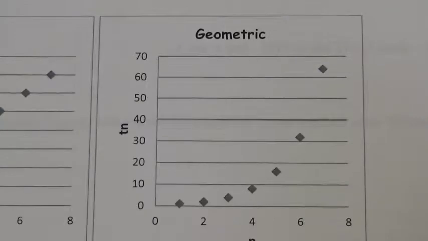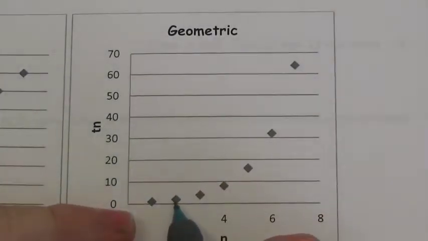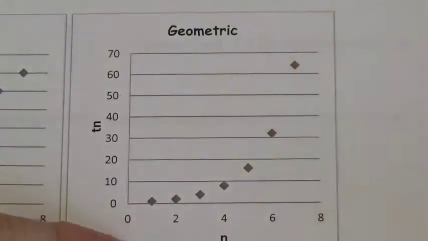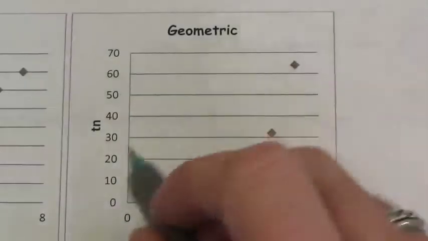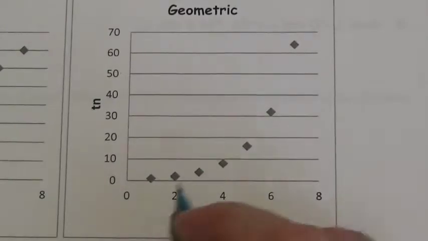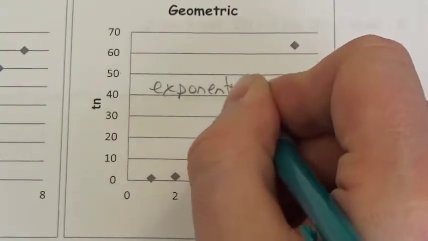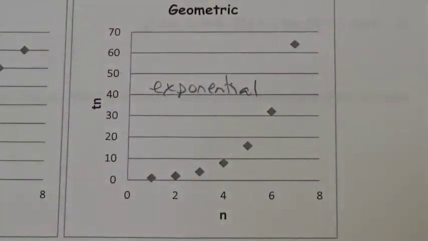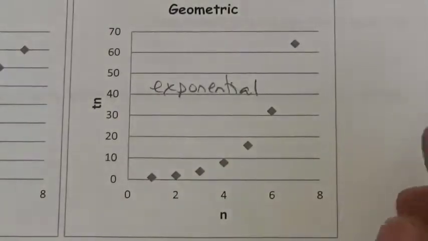Geometric, on the other hand, has this curve. First term, second term, third term, and then all of a sudden the differences start to get larger and larger and larger very, very quickly. This is what we call geometric growth, by the way, and it's not linear in this case, it's what we would call exponential. So geometric growth or exponential growth, kind of one and the same thing. But it's not going to be a straight line graph. It's going to grow very, very quickly.